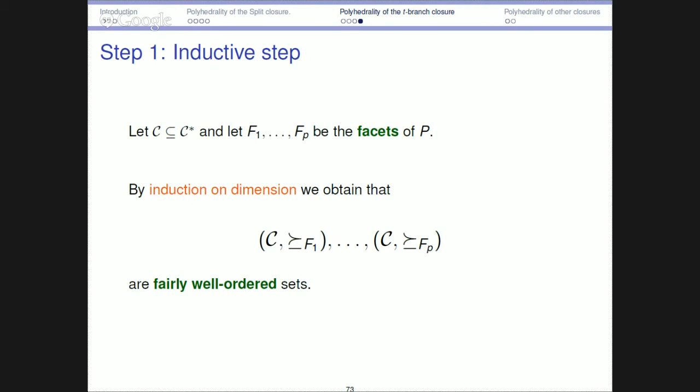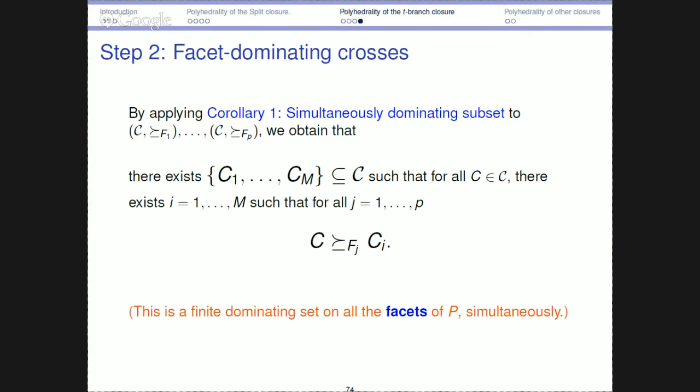So now we have the same set C with different orders. So by applying this simultaneously dominating subset corollary, we can prove that given these orders, this is a finite set, so that every other cross is dominated by one of these crosses from the finite set on every facet at the same time. So every C is dominated by DCI for all facets simultaneously. Okay? And this is important because this cross dominates all of them, meaning all the facets.